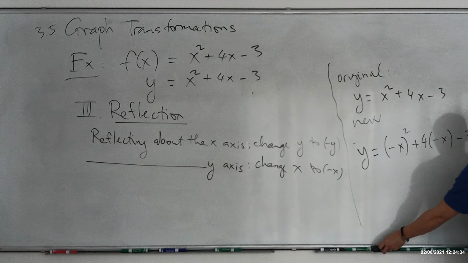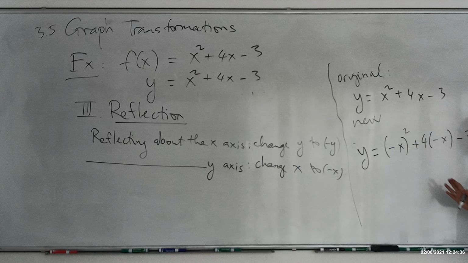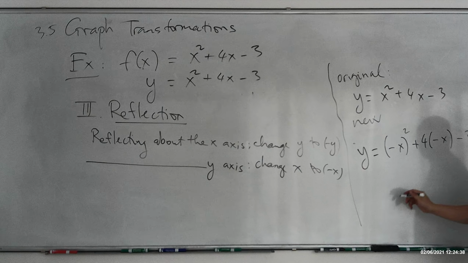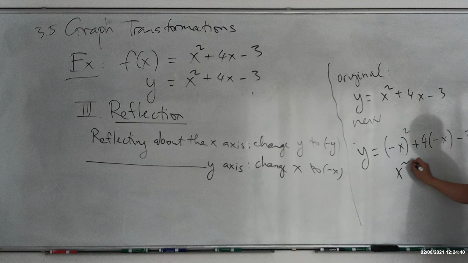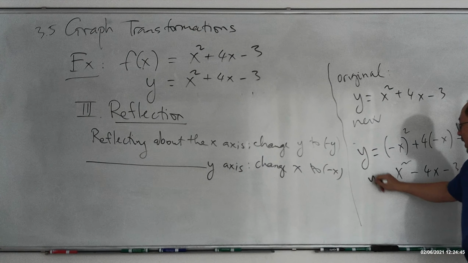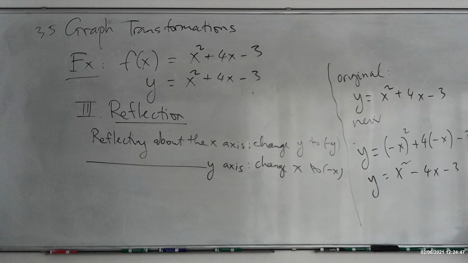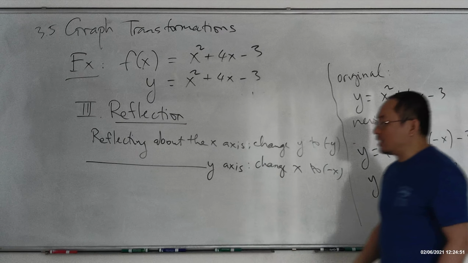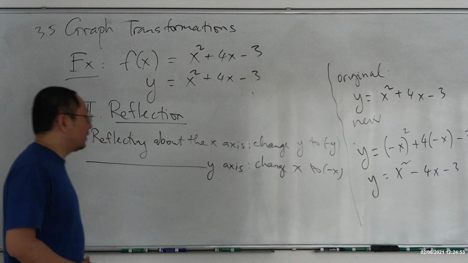Okay. So what you do is you change x to negative x whenever you see an x. And of course, if you simplify, it's going to be x squared minus 4x minus 3. Yes, I leave the simplification for you guys to do because it's algebra. You guys can do it by yourself. The main point is the change that we make to flip or to deform a function.